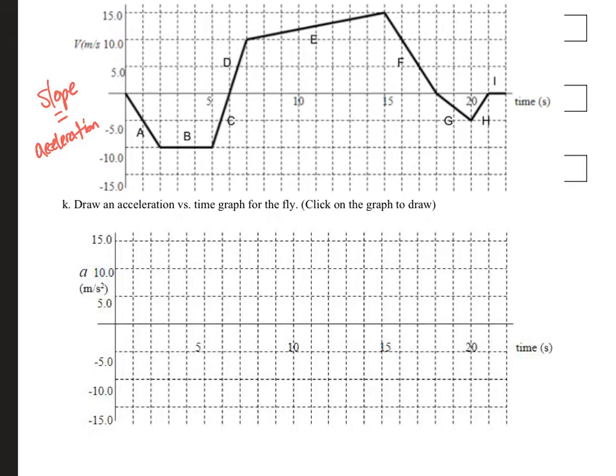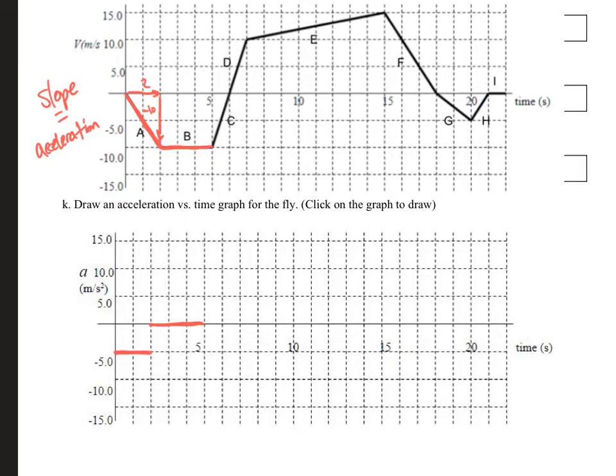So in section A, let's go section by section. Section A, from 0 to 2 seconds. The run here is 2. The rise is -10. So the slope of A would be -5, and that lasts for 2 seconds. So an acceleration of -5 for 2 seconds. Then, in section B, the run is 3, but the rise is 0. So that would be a slope of 0. So my graph just goes straight up to 0 in a stair step like that.